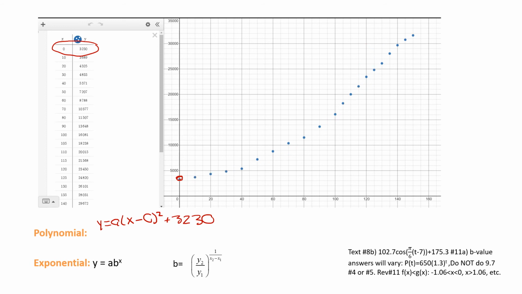I wouldn't sub in, let's say, this one here, because the data doesn't really fit my parabola smoothly at that one, and I wouldn't use the one next to it either, because I'd probably get an a value that's too steep. So let's just pick a number in the middle here and sub that in for x and y. On the table, I'm going to circle that, it's right here. So sub in 100 for x, sub in 16,081 for y.